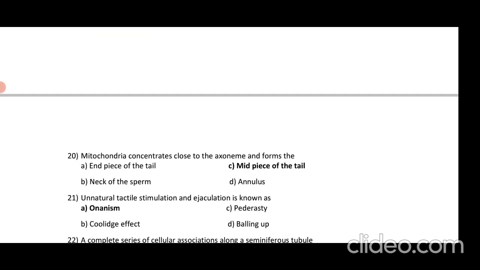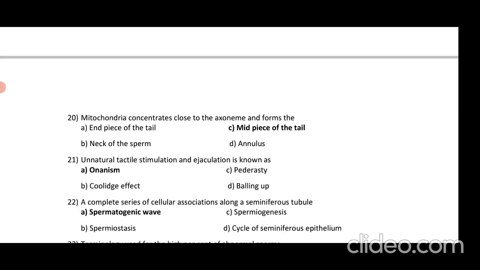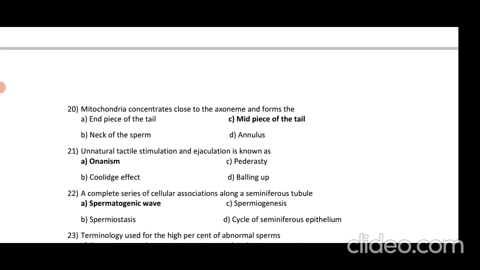Mitochondria concentrate close to the axoneme and form the midpiece of the tail. Unnatural tactile stimulation and ejaculation is known as onanism. A complete series of cellular associations along a seminiferous tubule is the spermatogenic wave.